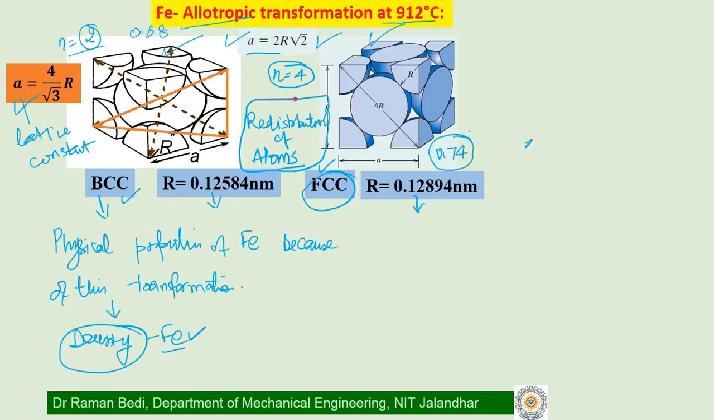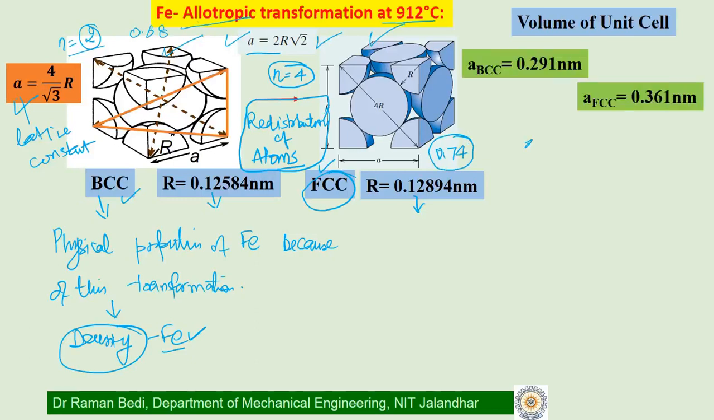So what is the significance of this? What is the influence of this? Let's go forward. If you want to calculate the volume of the unit cell, you can first calculate the values of A. The A value for BCC can be calculated from this formula, 4 upon root 3 into R, and it comes to 0.291 nanometers. The A value for FCC can be calculated using the second formulation, and it comes to 0.361 nanometers.